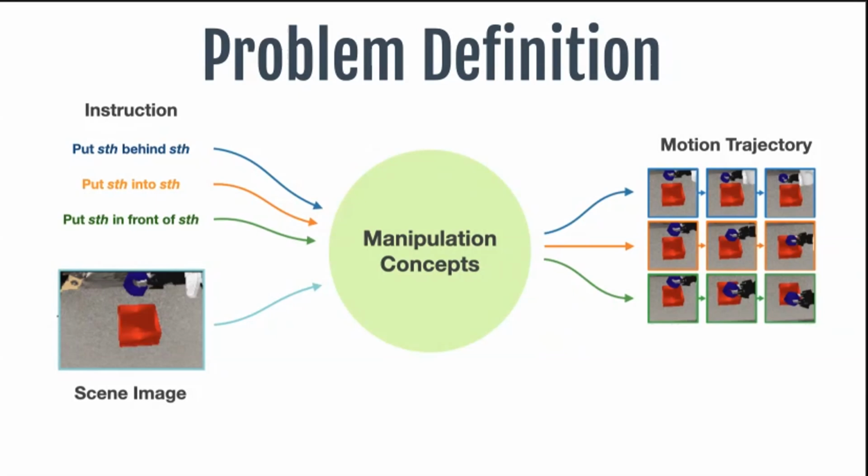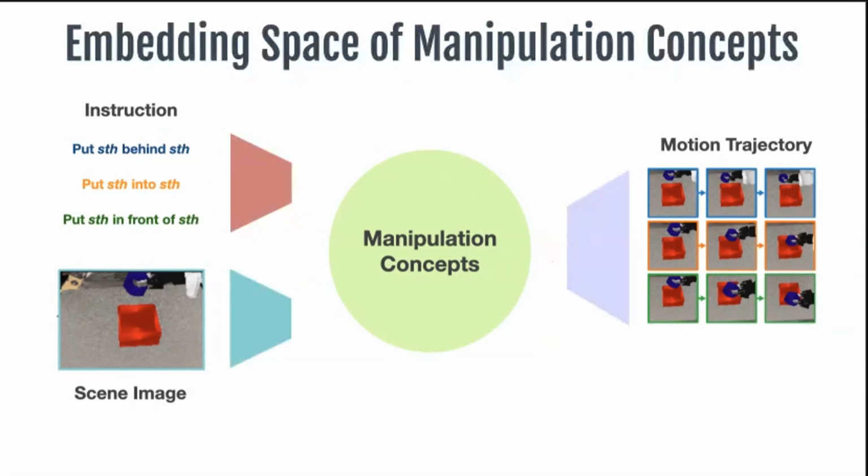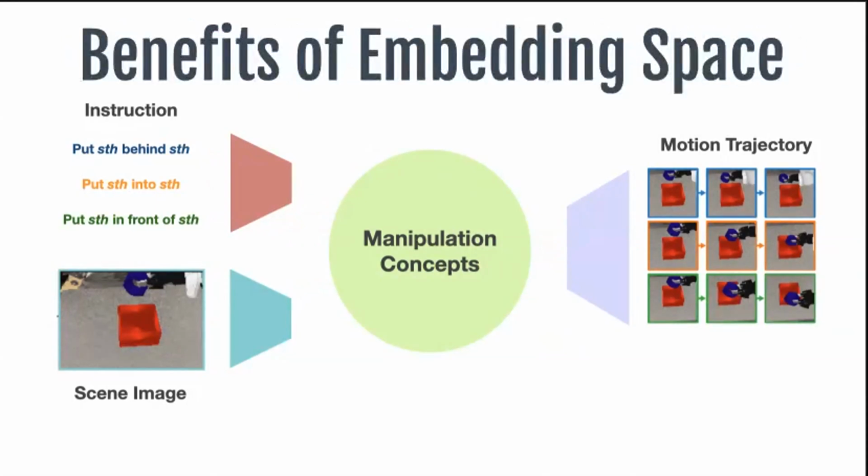Okay, so what's the general idea? To achieve this goal, we construct an embedding space that associates task instructions and scene images with these motion trajectories. And by constructing an embedding space of manipulation concepts, we gain several benefits.